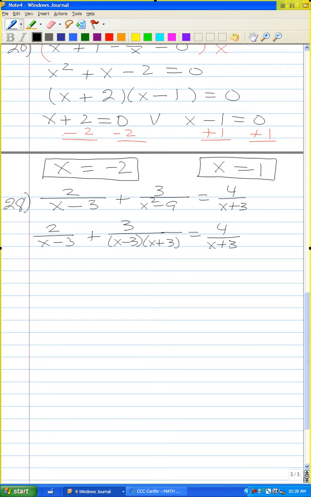And so I can multiply both sides of my equation by the least common denominator. In this case, we have x minus 3 and x plus 3, so it's x minus 3 times x plus 3. The x minus 3's cancel, so you just have 2 times x plus 3. The x plus 3's cancel.